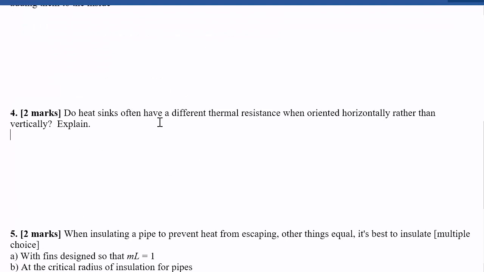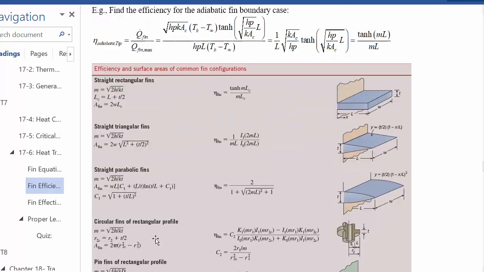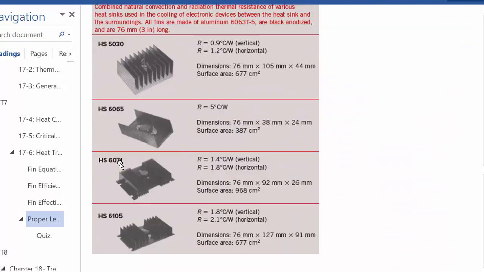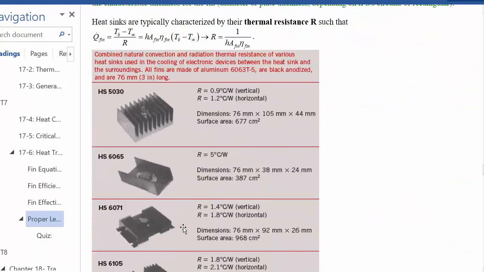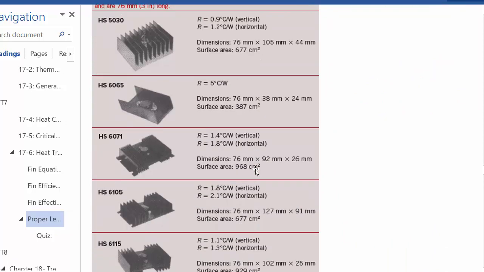Next one, do heat sinks often have a different thermal resistance when oriented horizontally rather than vertically? Explain. Okay, so if you go and look at the notes here, under the heat sink section, which is right at the end of chapter 17, section 6, then you see they often report a different resistance horizontally rather than vertically, and the vertical ones are smaller.